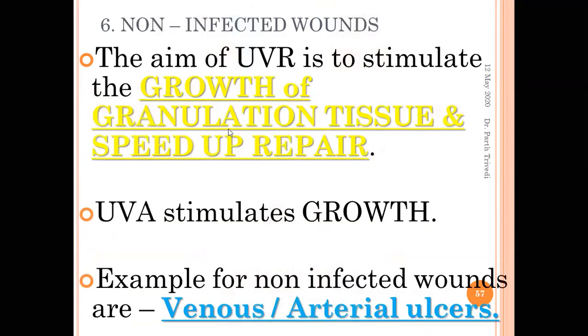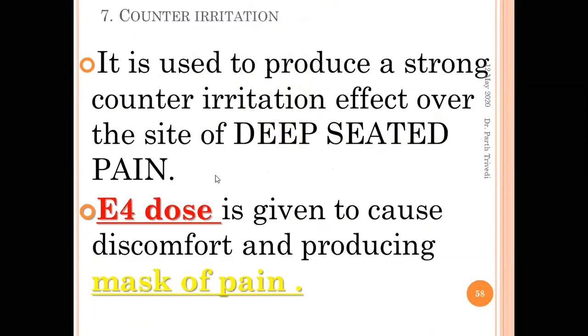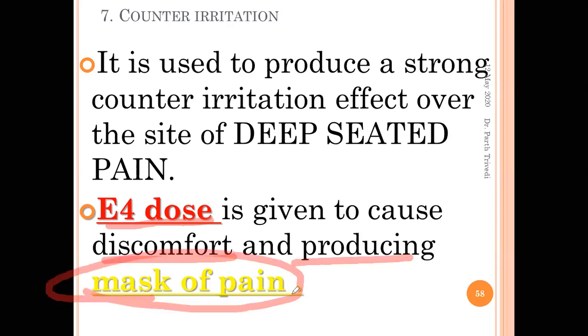And then if you have non-infected wound, generally for growth purposes, we use UVA. Yes, and the examples are venous ulcers and arterial ulcers. Clear? The counter irritation. Counter irritation is nothing but for deep-seated pain. We generally give E4 dosage of UVR to get discomfort and produce mask of pain. Yes, so that is the reason the original pain cannot be felt. Clear?